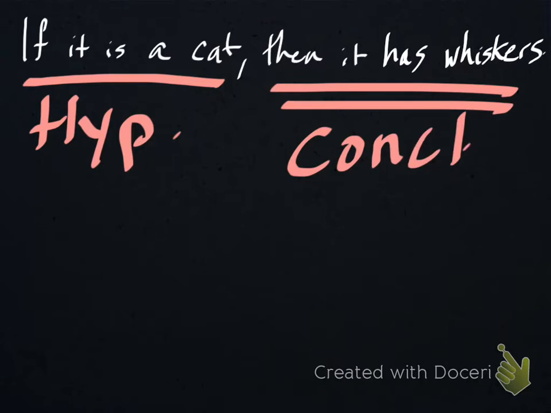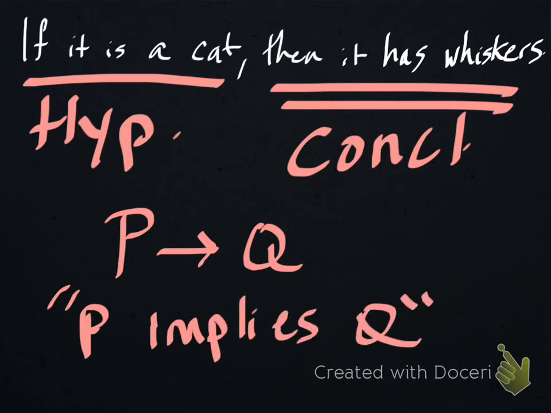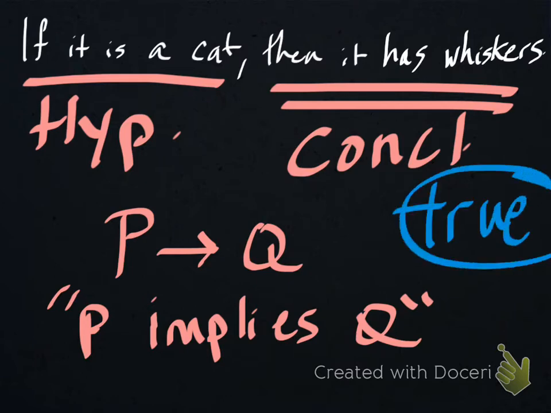So you could think of this statement as symbolically summarized as P implies Q. How do you pronounce what's written here? P implies Q. If it is a cat, then it has whiskers. The catness implies the existence of whiskers. Thinking about your own experience in the real world interacting with animals, of course, you know that this is a true statement. The truth value of this is true.